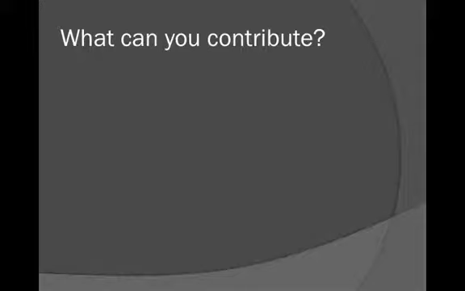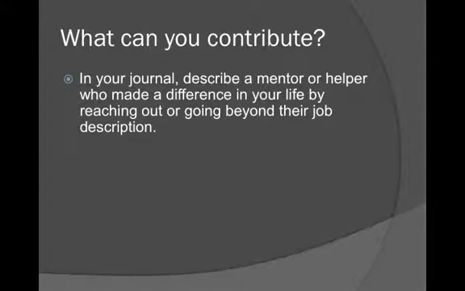So in your journal, we're going to have you think a little bit about what you can contribute. And we want you to take a bit more than the normal amount of time to do these journal entries. This particular module has fewer journal entries and they're more concise because we knew that we were going to ask you to spend a good 10 to 15 minutes writing the equivalent of at least a page as you answered these questions. In your journal, describe a mentor or helper who made a difference in your life by reaching out or going beyond their job description.